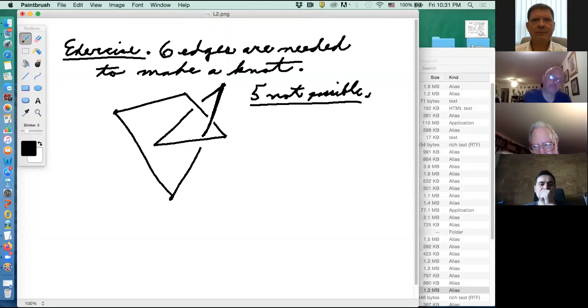You might try, if you don't feel like trying to prove something, get some toothpicks and try to make a knot out of toothpicks, and you'll see that you can with 6 and you can't with less. But that's an exercise, all right?